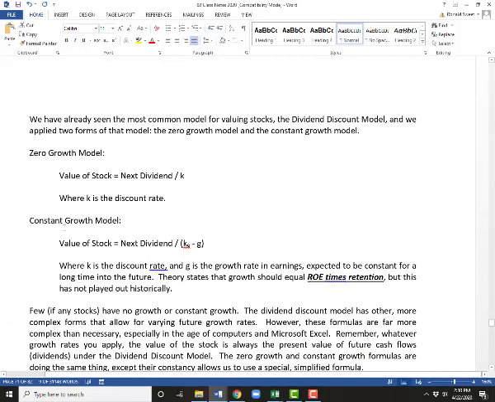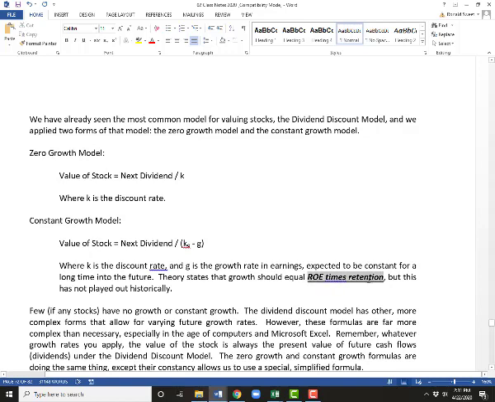So the models, we're not going to use a zero growth model. With the zero growth model, you just take the next dividend divided by the discount rate. We're not going to do that. There are probably some firms out there that we expect to grow 0% for now and forever, maybe a Macy's or a JCPenney or something like that. Although I think most people think those firms will eventually go out of business or get bought out by another firm. So we're going to use the constant growth, the Gordon growth model.